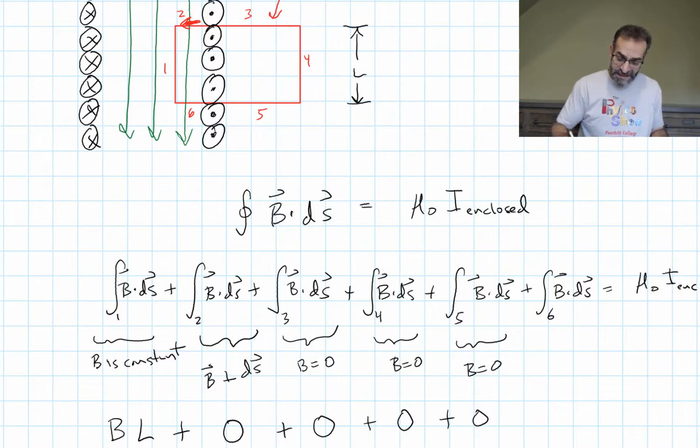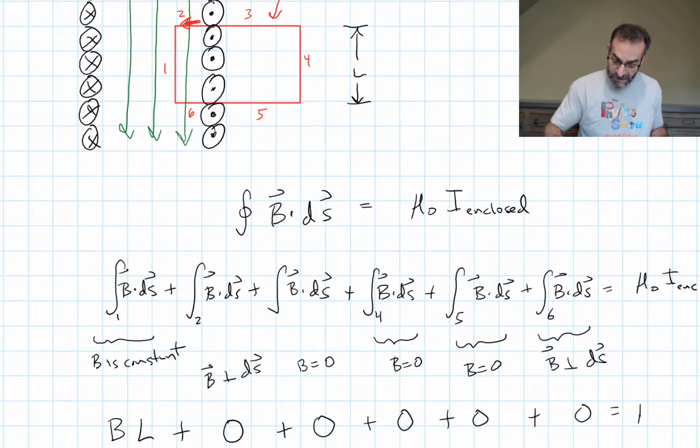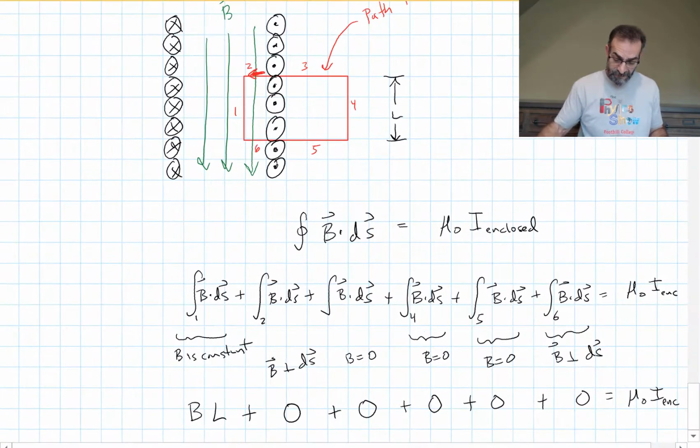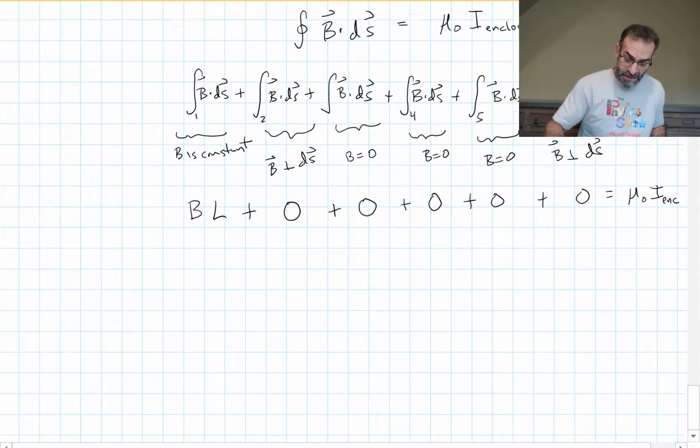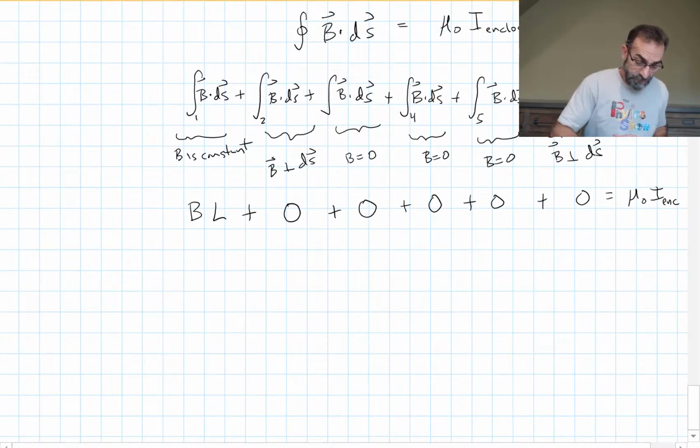And for side 6, we're similar to 2. We know that B is perpendicular to ds, so the dot product gives us 0. Cosine of 90 degrees is 0. That gives me this formula.